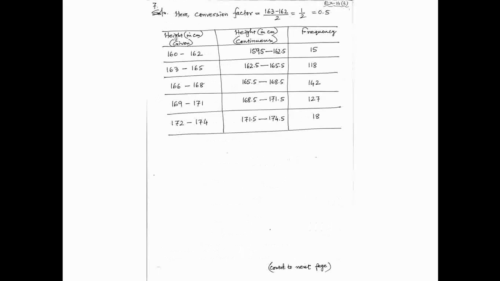F0, that means before 142, what is the frequency? That is 118. And after F1, 127. Again, I am showing you: before 142, it is 118, and after 142, that is F2, is 127. And if you see this continuous class interval, 159.5 and 162.5, if you take the difference, you will get 3. So this is the value of small h equal to 3.